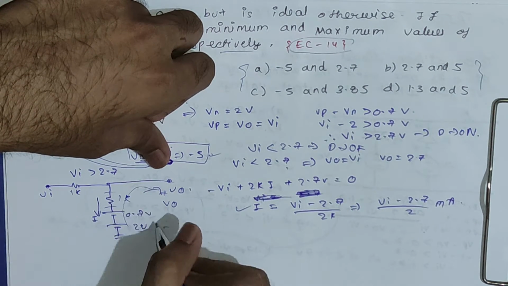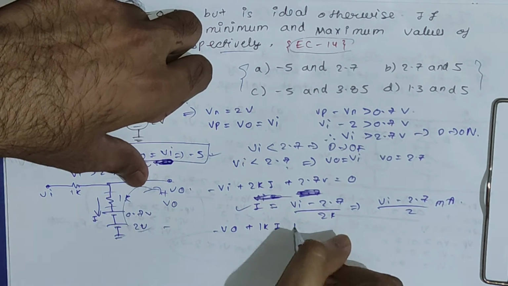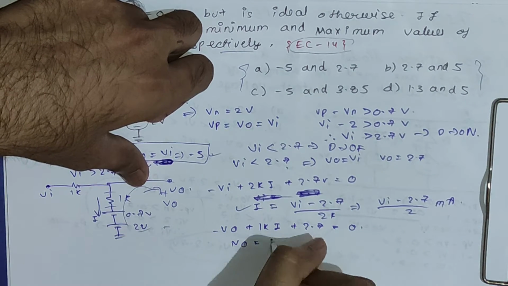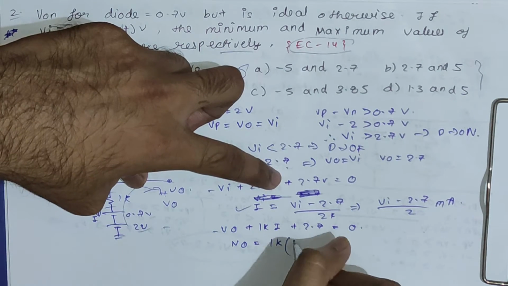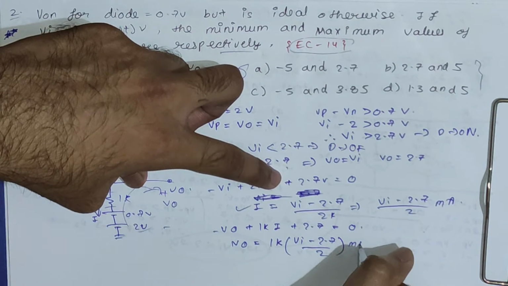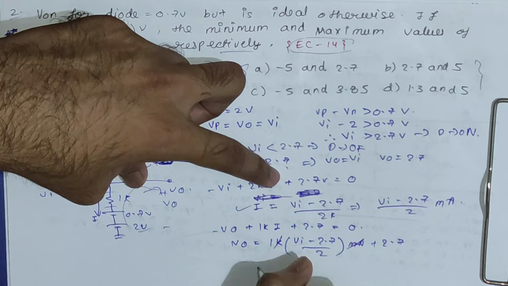If we apply KVL like this, we will get minus Vo plus 1k times I plus 2.7 volt equals 0. So Vo will be 1k times I, and we know I is (Vi minus 2.7) upon 2 in milliampere, so it will cancel with the kilo ohm, plus 2.7, right?